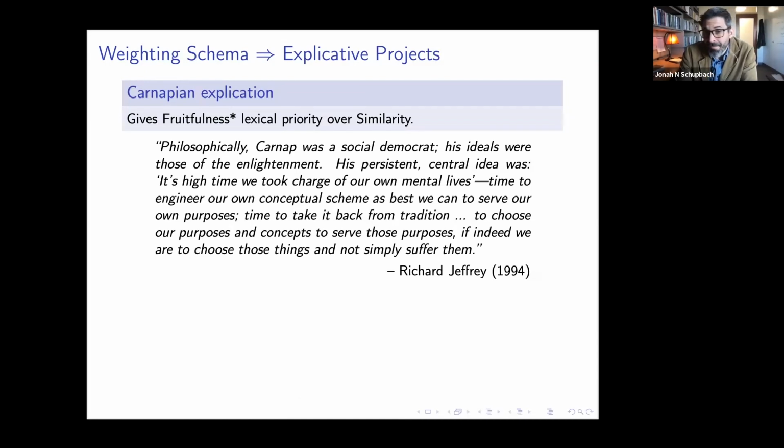Jeffrey says, "Philosophically, Carnap was a social democrat. His ideals were those of the Enlightenment. His persistent central idea was, it's high time we took charge of our own mental lives, time to engineer our own conceptual scheme as best we can to serve our own purposes, time to take it back from tradition, to choose our purposes and concepts to serve those purposes, if indeed we are to choose those things and not simply suffer them."